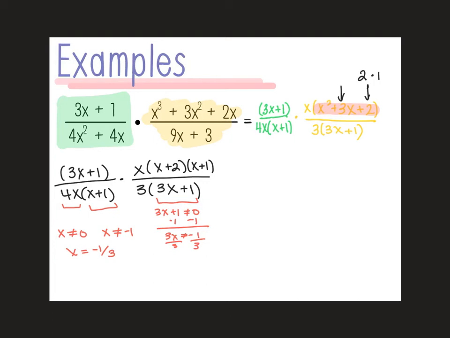And then lastly, I want to go ahead and cancel out anything that can be canceled out. So if I look, I have a 3x plus 1 in the numerator and a 3x plus 1 in the denominator, so those will cancel. I have an x plus 1 in the numerator and an x plus 1 in the denominator. I have an x in the numerator and an x in the denominator. So remaining, I have x plus 2 in the numerator and 4 times 3 on the bottom, which is 12.